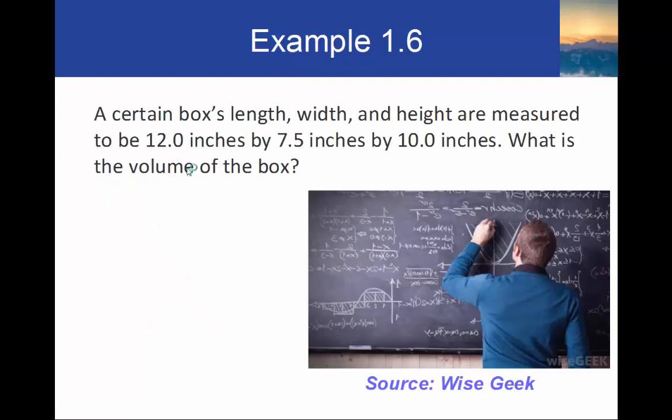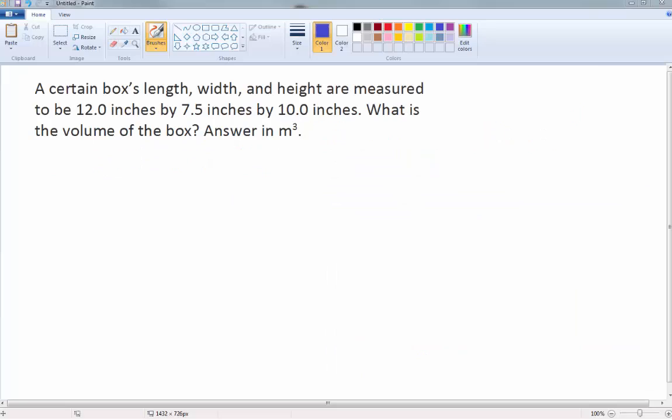Example 1.6 says that you have a certain box, it has a length, width, and height, and they're all measured in inches. And what we want to know is what's the volume of the box? So again, the point of this is to get the right number of significant figures primarily. The secondary point is if you wanted to put it into a specific set of units, how would you do that? For example, the units that we might want to answer in are cubic meters rather than cubic inches. So let's go ahead and work the example.